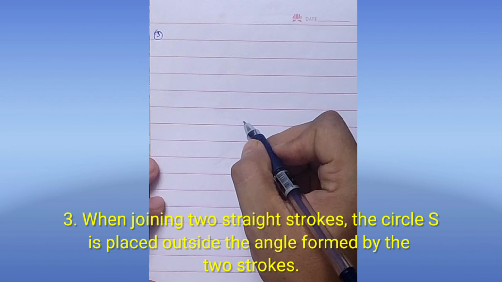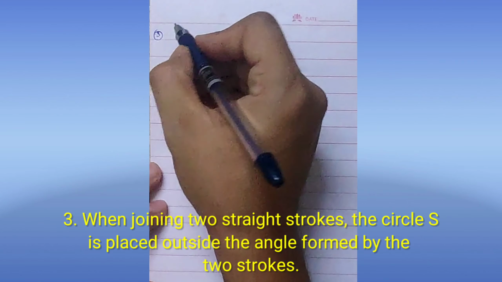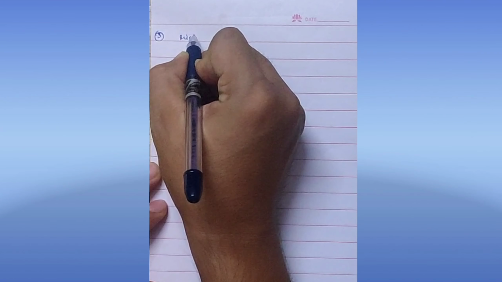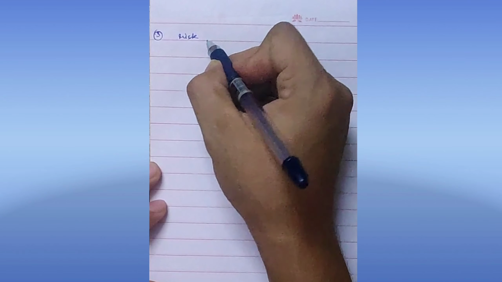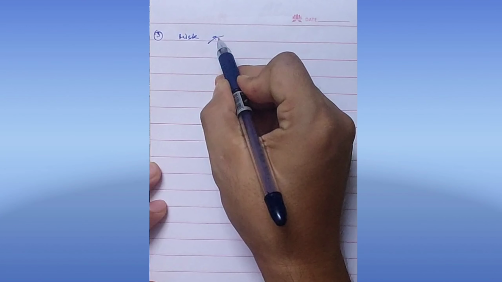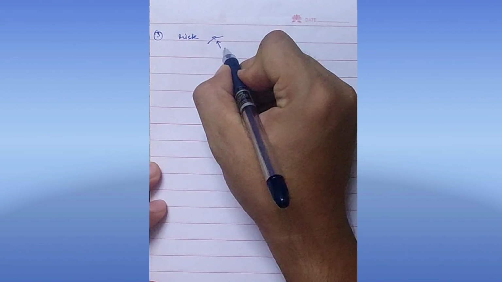For point number 3, when joining two straight strokes, the circle S must be placed outside the angle formed by the two strokes. Means, when we write, let's say, risk, we write like this, R-I-S-K, risk. When joining two straight strokes, this circle must be placed outside the angle formed by these two strokes. This is inside the angle, this is outside the angle.